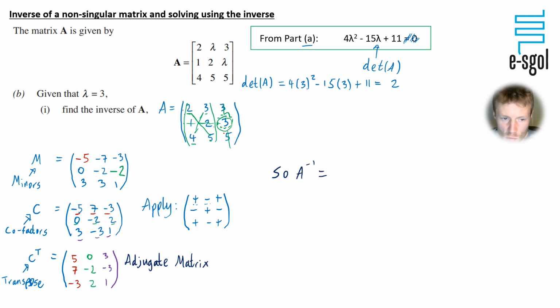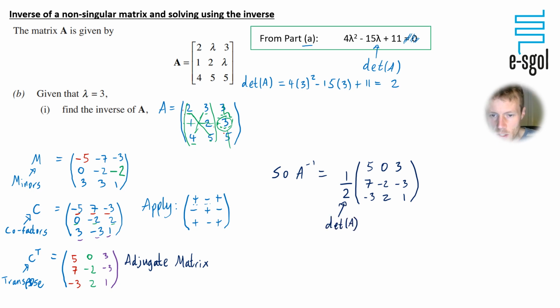So to get the inverse, we are going to write that matrix that I've just created, 5, 0, 3, 7, negative 2, negative 3, negative 3, 2, 1. But in front of it, I'm dividing by the determinant, so we're going to do 1 over the determinant of A. And that is our inverse matrix. So remember, the step before you get your final answer, that's called the adjugate matrix, and you will need to know that. So that's the inverse of matrix A.